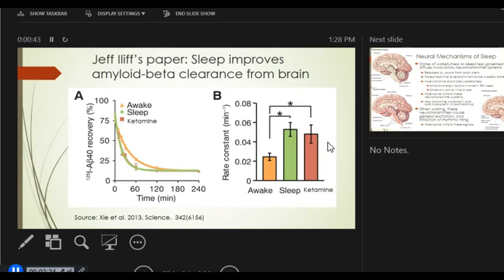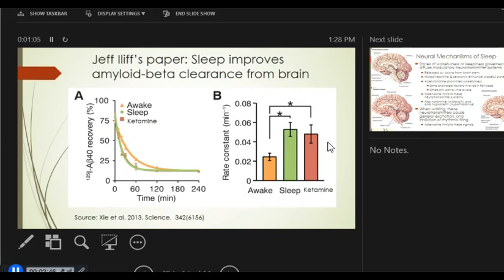But in any case, this is from his lab, and this is the experiment that he referenced where they're trying to monitor beta amyloid. So here, what they're showing is, over the course of a time period, the level of beta amyloid recovery. So this is basically how much beta amyloid is cleared out once injected. I think that's the way you would interpret it.